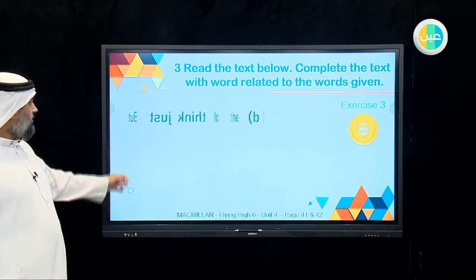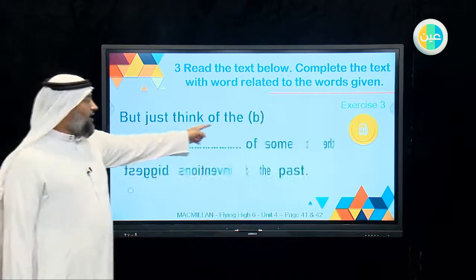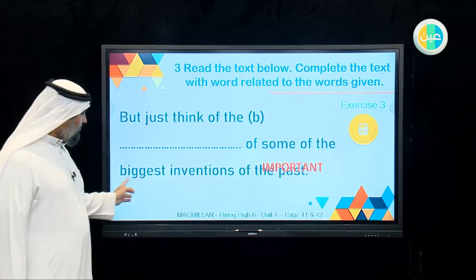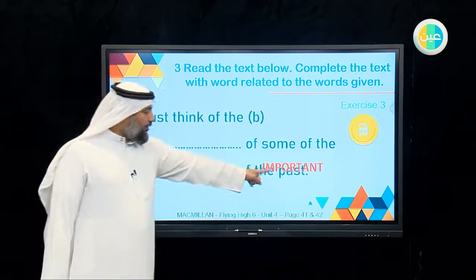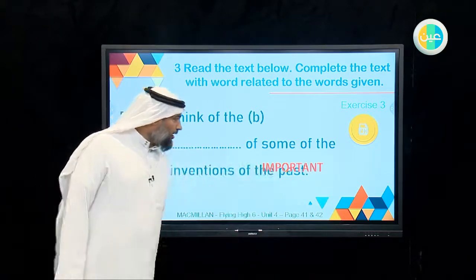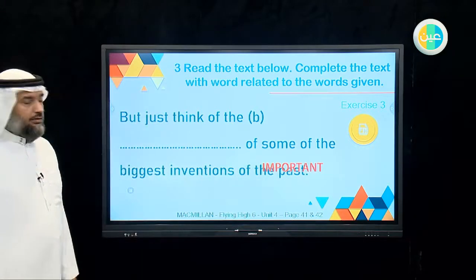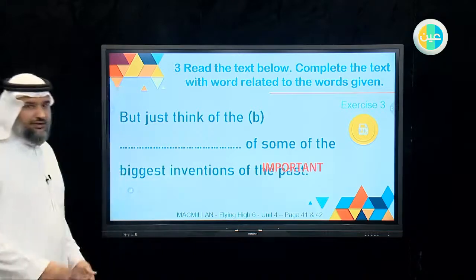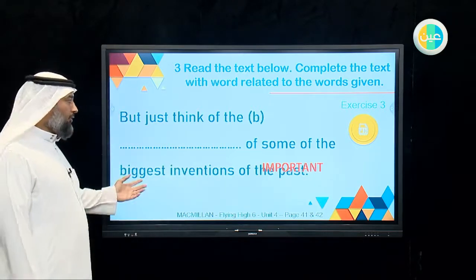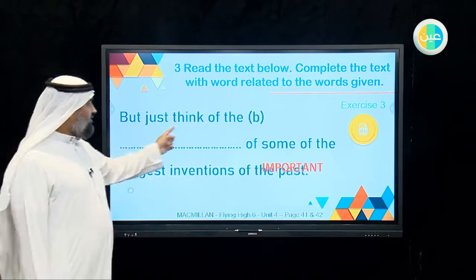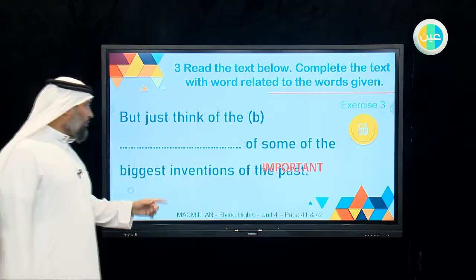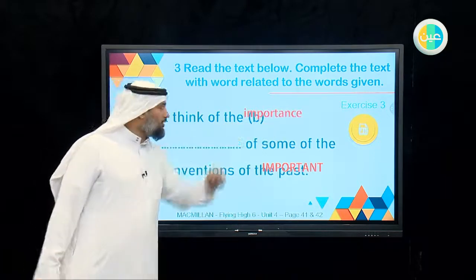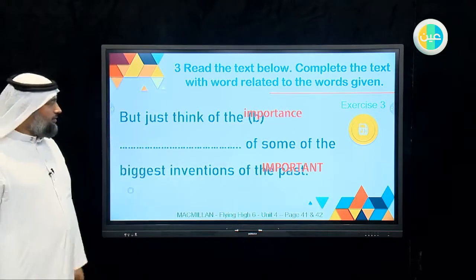The next one is, but just think of the space of some of the biggest inventions. Now, here it's important. Now, add a suffix to it and then put it here. What kind of suffix would you add? Important, you say, but just think of the importance. Importance. It should be here in the blank space.